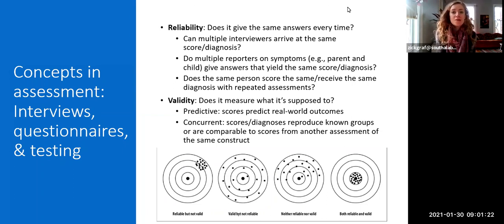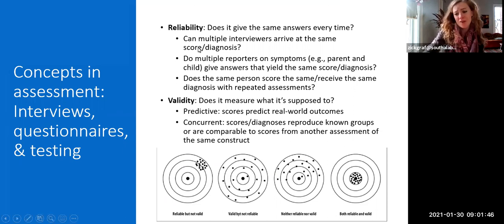Concurrent validity has to do with how well this measure compares to other measures of the same construct. If we're developing a new measure of a disorder, we always have to compare it against an existing measure of the disorder that we have evidence is reliable and valid to show that our new measure performs as well as other measures in capturing the construct, which in this case would be symptoms of a disorder.